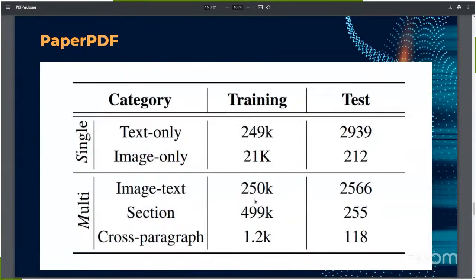And as we saw, we needed some positive samples and negative samples. We also want a dataset that is multimodal. So not many datasets exist for these purposes. So the authors introduced their own dataset, PaperPDF. It has two categories. One is single evidence and the other is multi-evidence. And we can see from this that it is a huge dataset, not huge compared to the current standard, but it is still a large dataset.